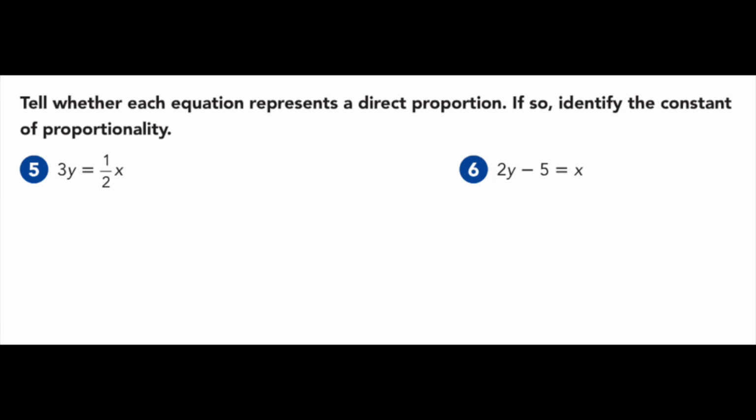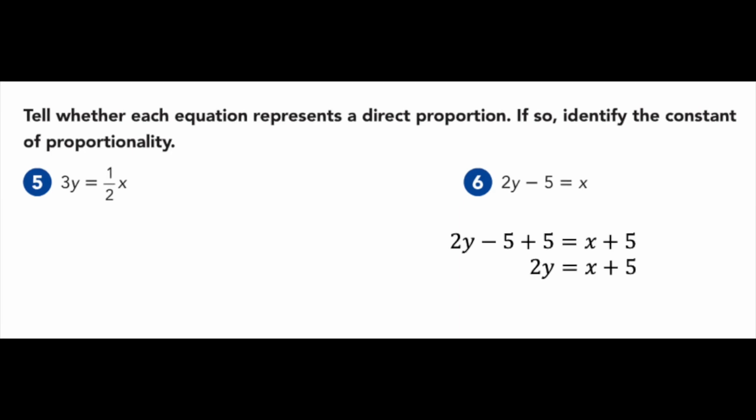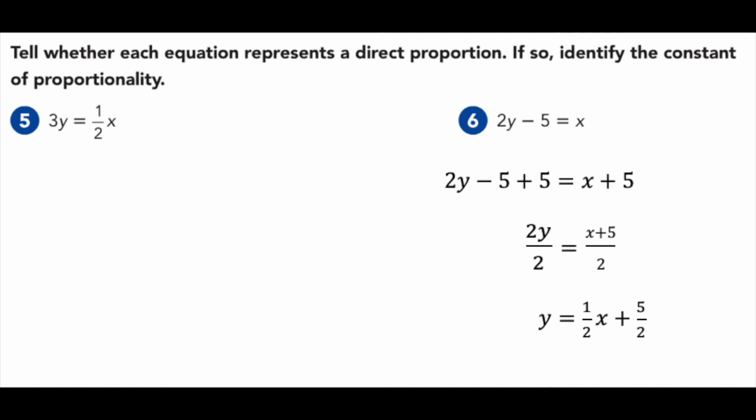For number 6, we have y on the left side, so we will start by isolating y and adding 5 to both sides of the equation. That would leave us with 2y equals x plus 5. Our next step is to divide both sides by the coefficient of 2. When we do that, we are left with y equals 1/2 x plus 5/2. We should notice that this does not follow the format of y equals kx. Therefore, this does not show a direct proportion.